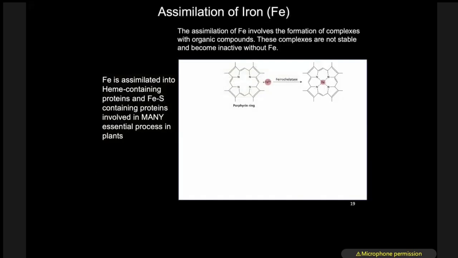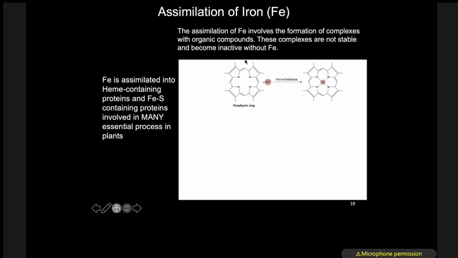And so, unlike the assimilation of nitrogen, which requires lots of energy on behalf of the plant, the assimilation of iron seems rather much simpler, which is the formation of complexes with organic compounds, for example. So you have a porphyrin ring, which again ironically contains nitrogen. And then an enzyme will basically pop iron into this ring. And then this ring actually becomes a source of iron for many other proteins.